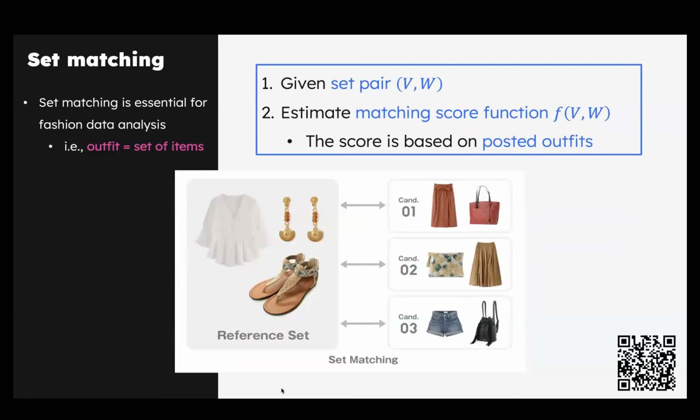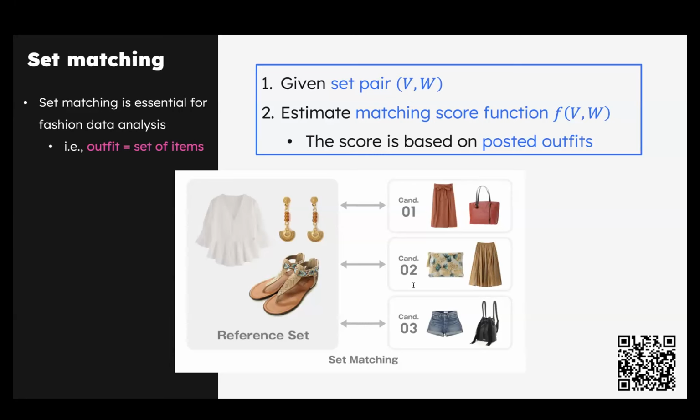So as I mentioned, the outfit is regarded as a set of items. And then by using this dataset, we can consider the fundamental problem, namely set-to-set matching. First, we have a set pair. Here, each set contains fashion items. That is, we can regard each set as a subset of an outfit. Next, for this set pair, we consider estimating the matching score, or approximating the matching score function f. This score is based on the outfits posted by users. Then this problem amounts to the estimation of the goodness of outfits.